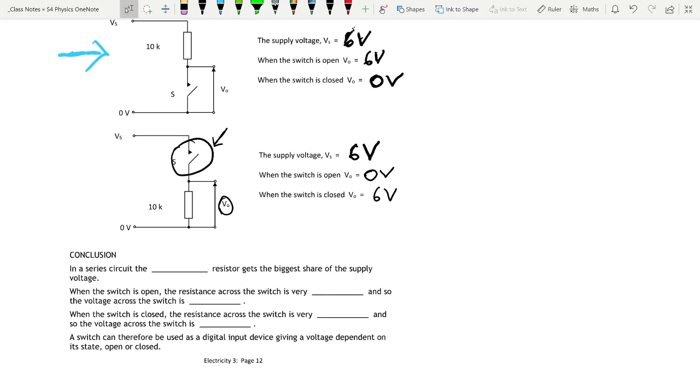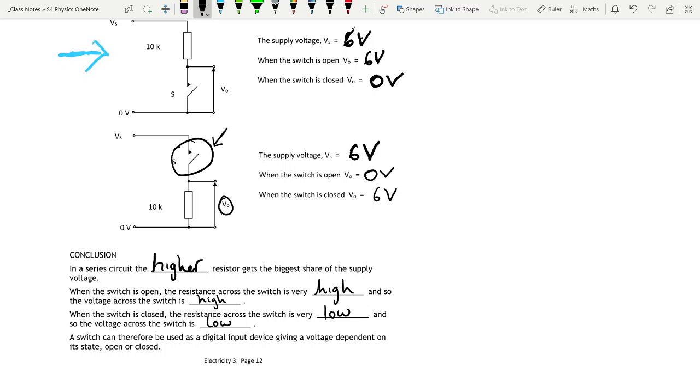So in conclusion, in a series circuit, the higher resistor gets the biggest share of the supply voltage. When the switch is open, the resistance across the switch is very high, and so the voltage across the switch is high. It's pretty much all the voltage, it gets all the voltage. When the switch is closed, the resistance across the switch is very low, and so the voltage across the switch is low, pretty much 0.